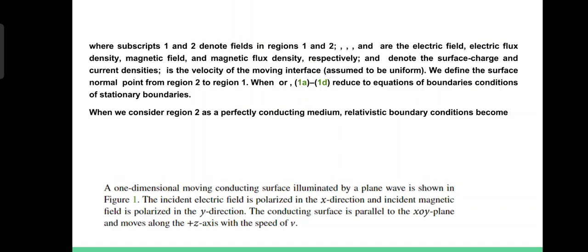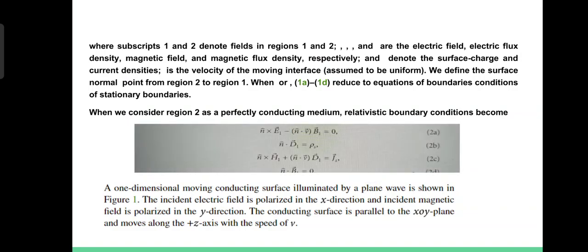When we consider region 2 as a perfectly conducting medium, the relativistic boundary conditions become simpler. A one-dimensional moving conducting surface illuminated by a plane wave is shown in figure 1. The incident electric field is polarized in the x direction and the incident magnetic field is polarized in the y direction. The conducting surface is parallel to the XY plane and moves along the plus z axis with the speed of v.